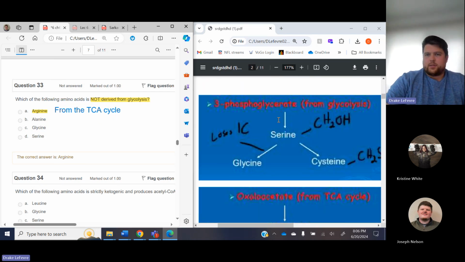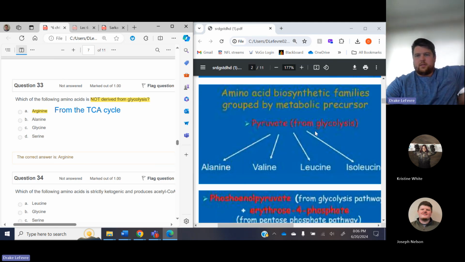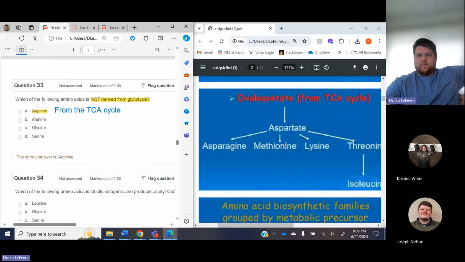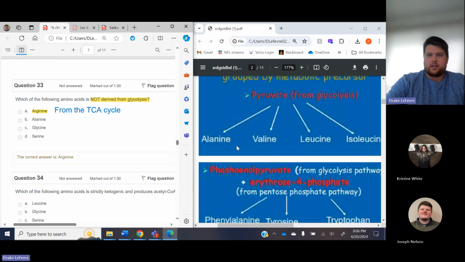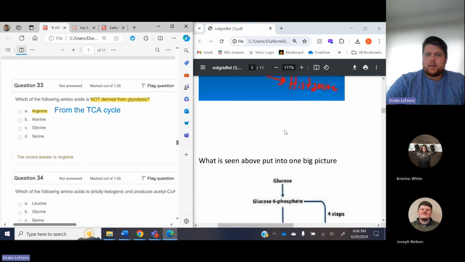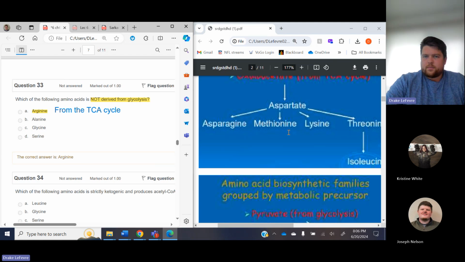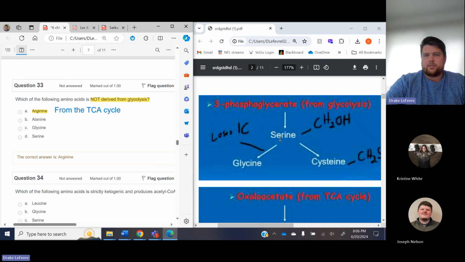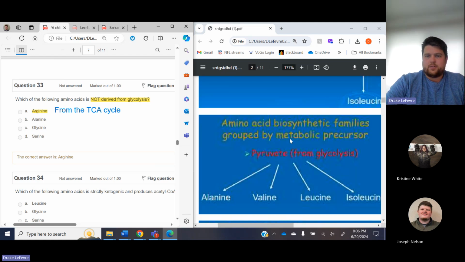So we look at the other ones. From glycolysis, there's glycine and cysteine. Pyruvate from glycolysis: isoleucine, leucine, valine, alanine. I didn't see serine. Oh no, serine is right there. Serine, glycine, cysteine, and then alanine was right there.